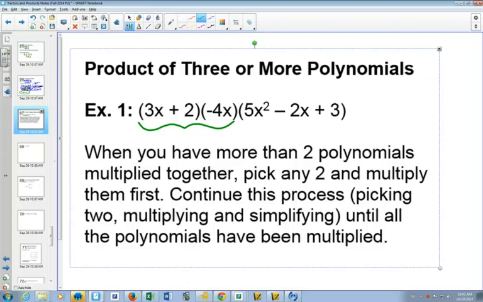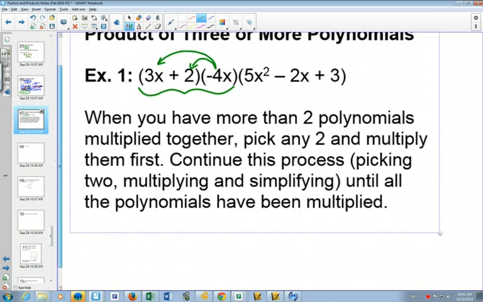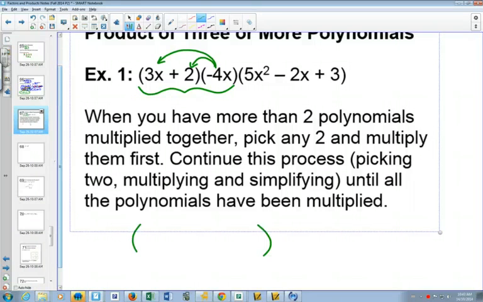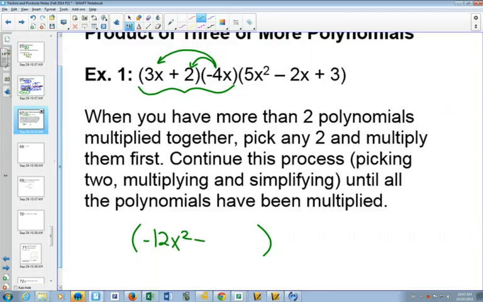Now here I have a monomial times a binomial, so this would be distributed. I'll do that in green. We get negative 12x squared minus 8x. We would still have, and I'll put it in blue, the same thing that we had over here before, which was the trinomial.